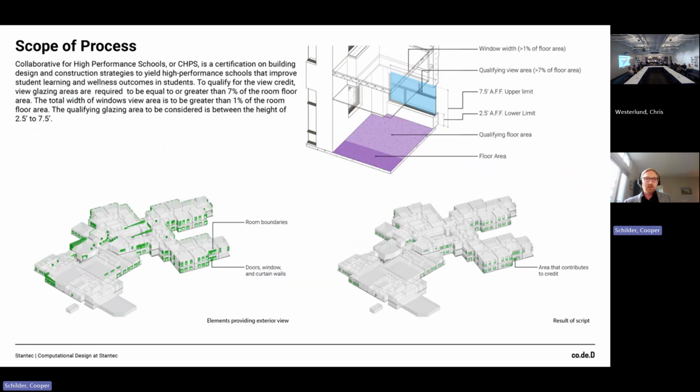So within these schools, there's the credit for the high performance schools, they have these requirements in order to create views for the students. So the actual contributing area of the window is 2.5 feet above the floor to up to 7.5 feet above the floor. And then they also are wanting to calculate the width of the window. So it's pretty specific in terms of something that we could code into a script and get that information out.